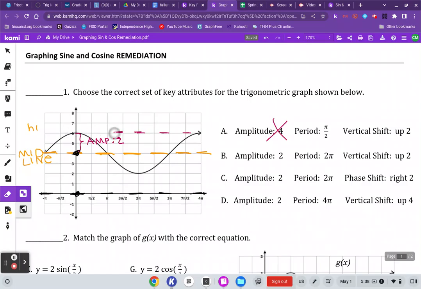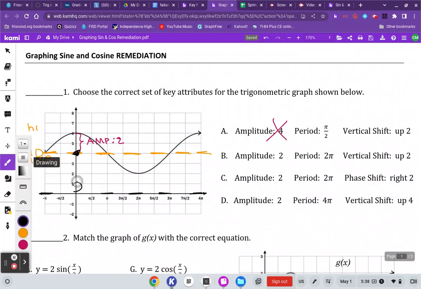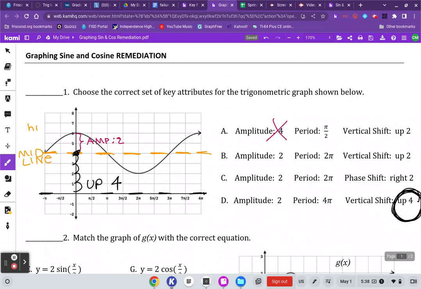So now I can see I've shifted up 1, there we go, 1, 2, 3, 4. It's shifted up 4 units from where the parent graph is located. So up 4 units. It looks like that's the only option I have. So I've got an amplitude of 2, vertical shift up 4.